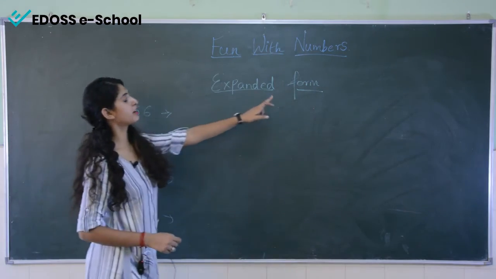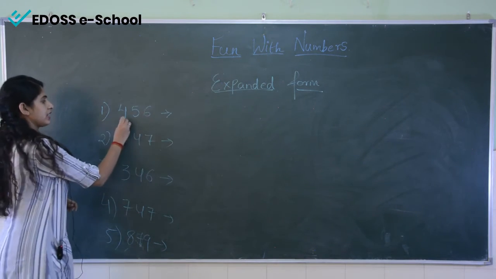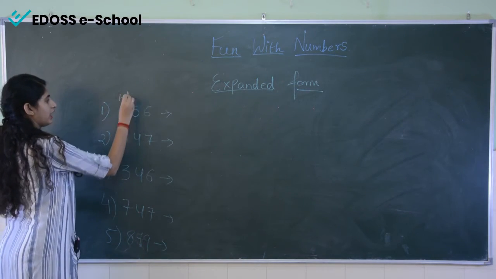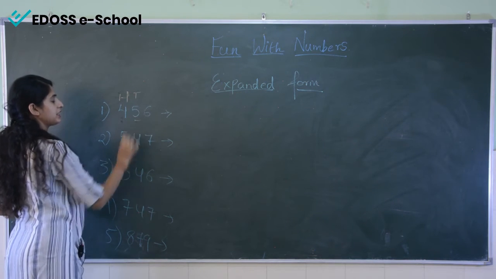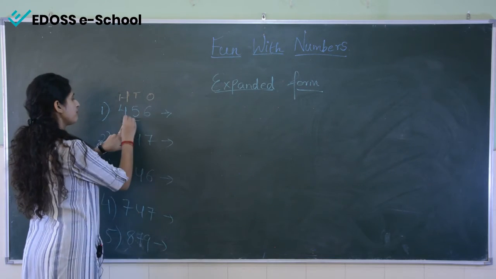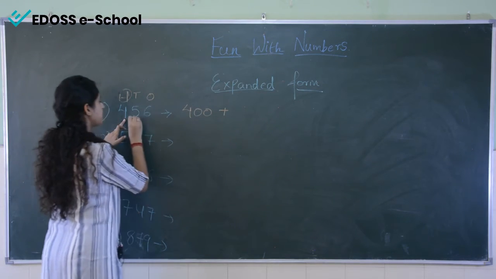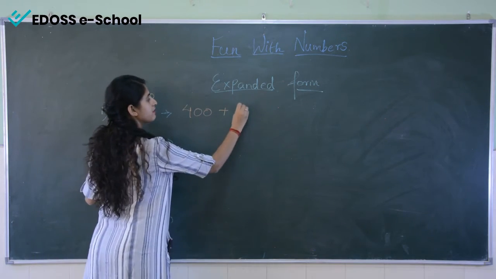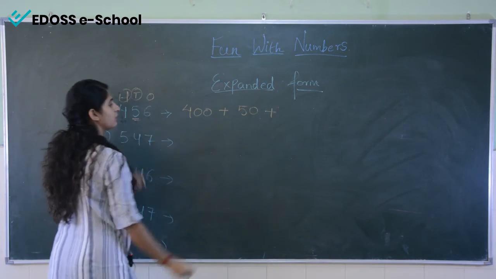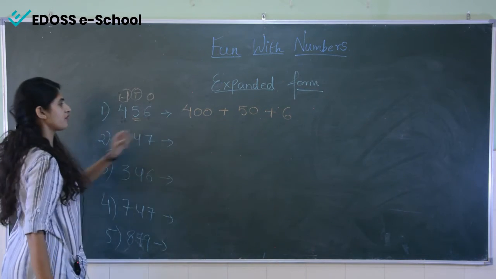Now expanded form. We have to write these numbers in expanded form. First, take one example, 456. What is the place value of 4 here? 100. Place value of 5 here? Tens. And place value of 6 is ones. So how will we write this in expanded form? 400 plus 5 tens, that is 50, plus ones, which is only 6. So 400 plus 50 plus 6 is 456.